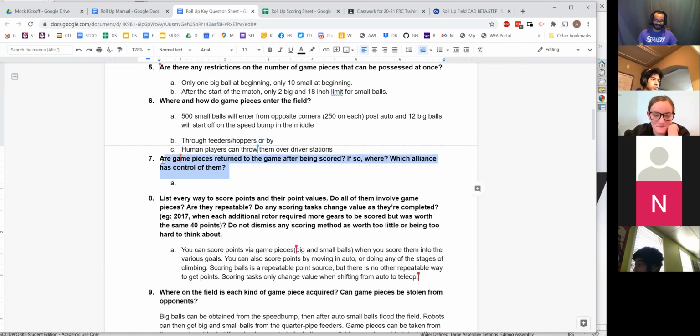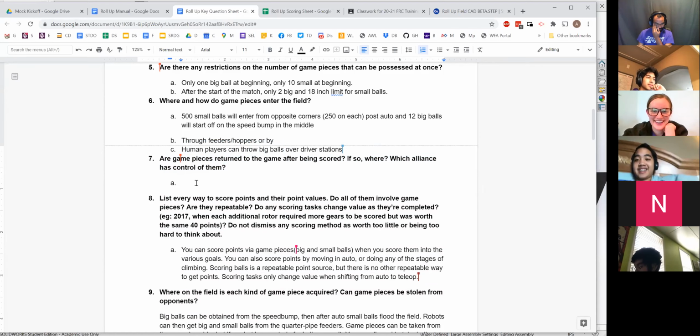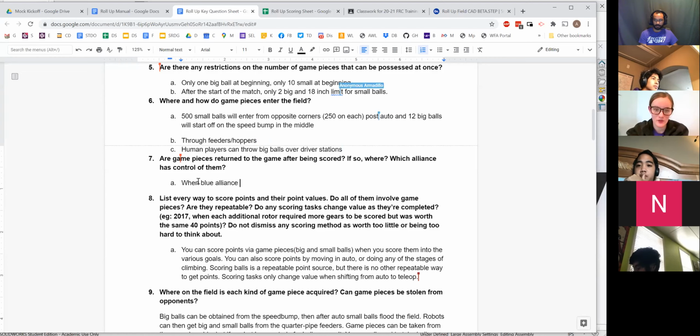Did anyone find the answer to this? Are game pieces returned after we score them? Are they put back into the field at some point? I know Sunny knows it. Geez, on the spot. So when the blue team scores the game pieces, the red team takes control of it and will collect those balls for their own to put into their own feeder. Yes. Bad way to put it.